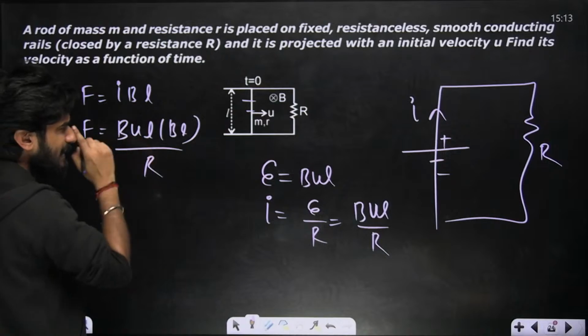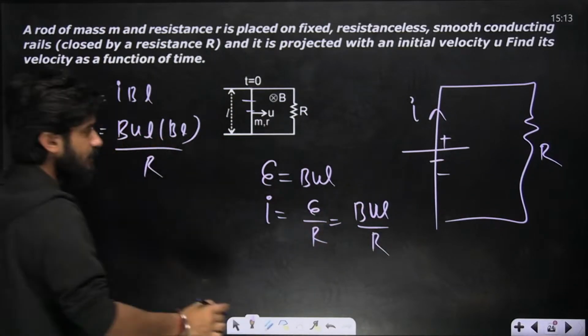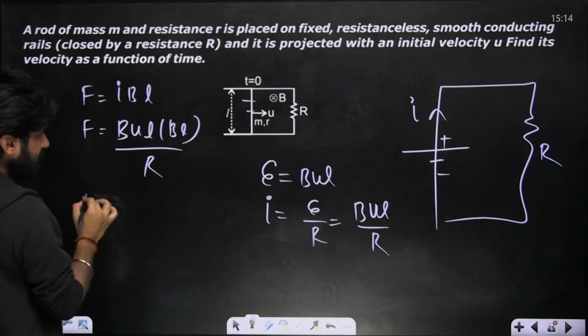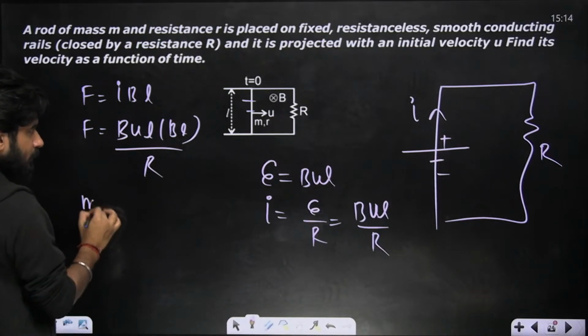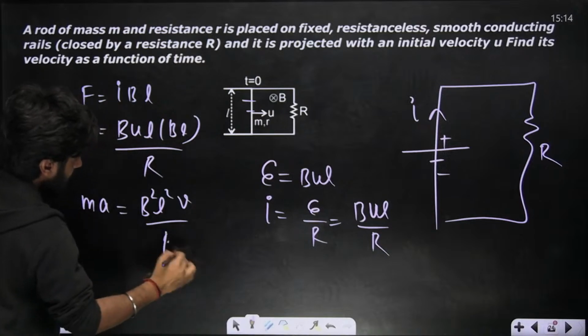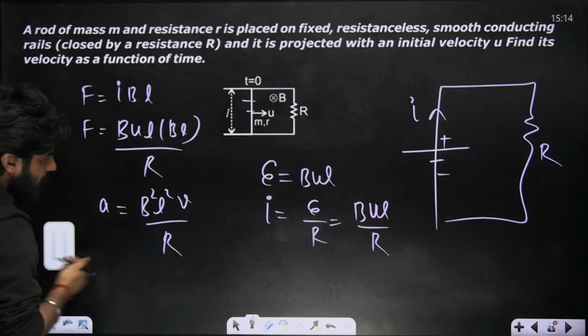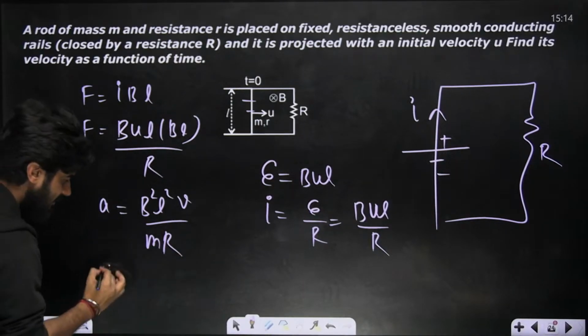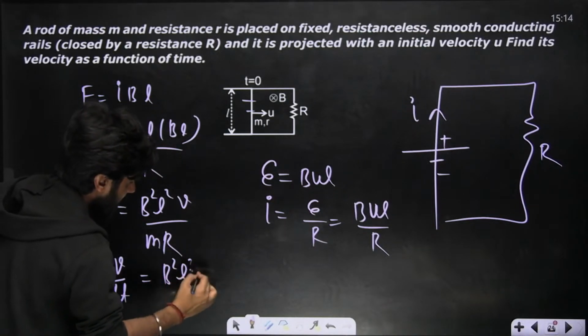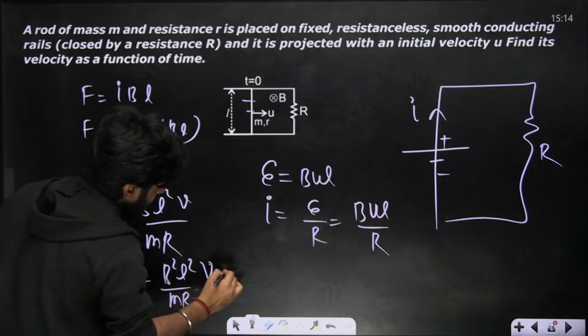So let me write, at some instant the velocity is V. This is not the initial, at some instant it is velocity V. Velocity is a function of time. So F is equal to ma, and that is equal to B square L square V divided by R. The mass just goes here, and this is dV by dt, that is equal to B square L square by mR into V.